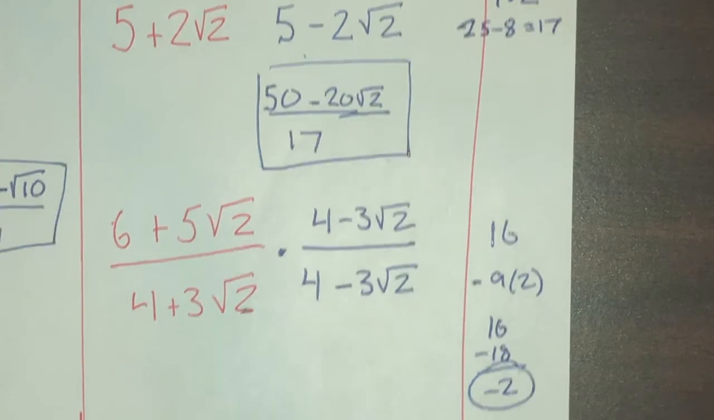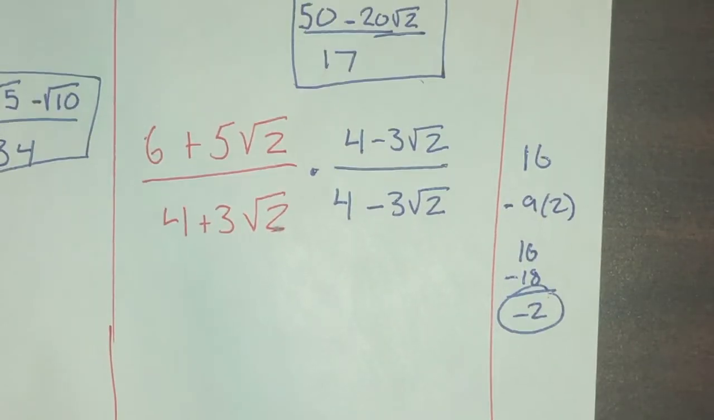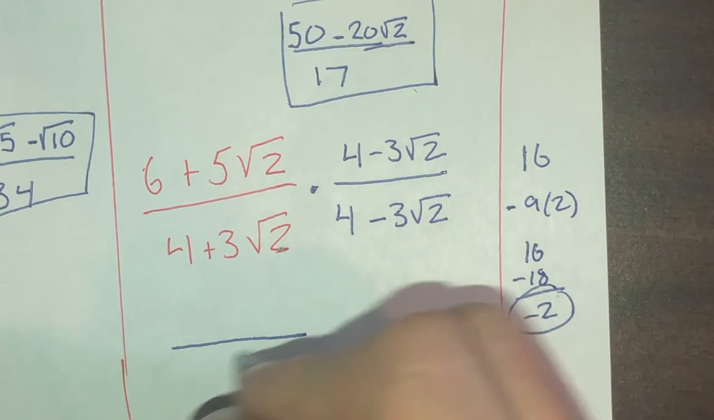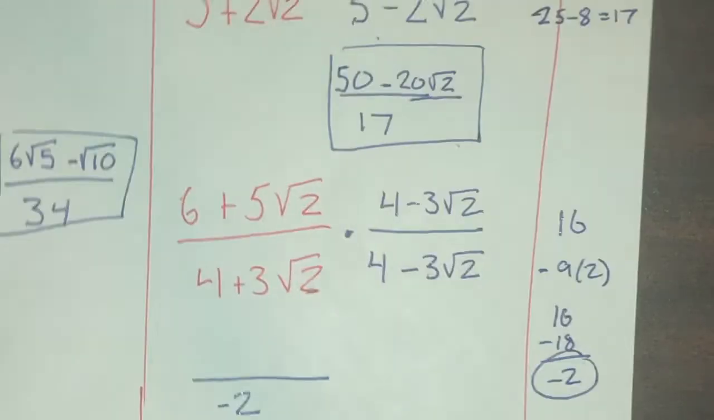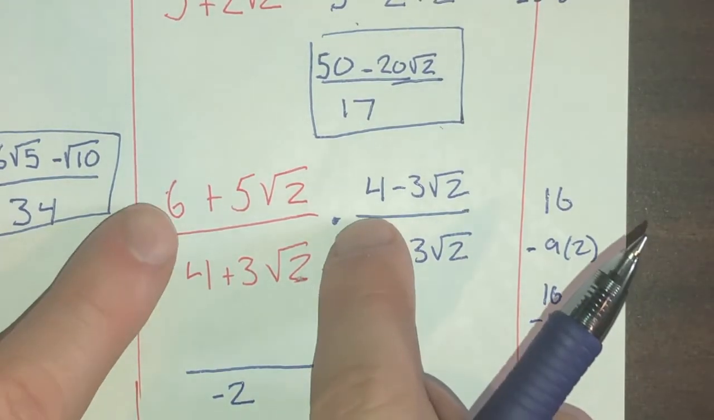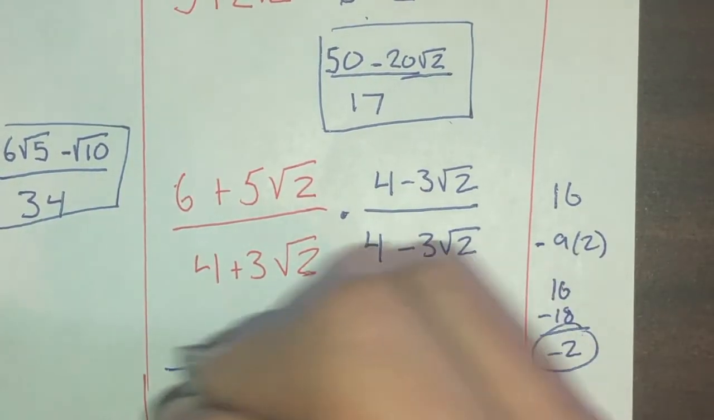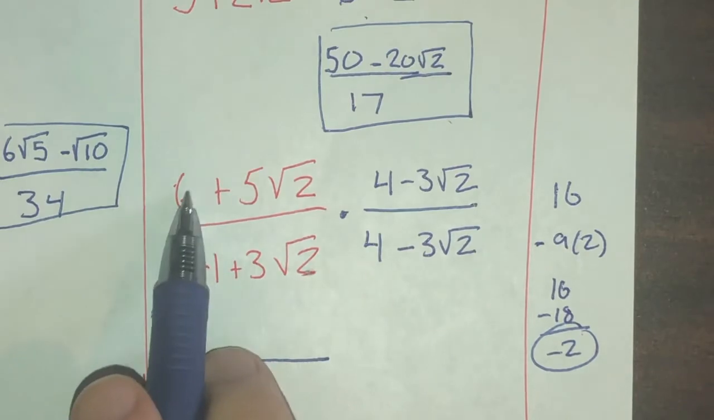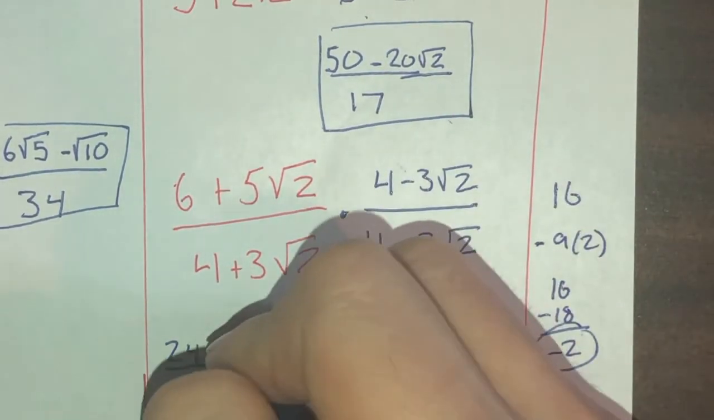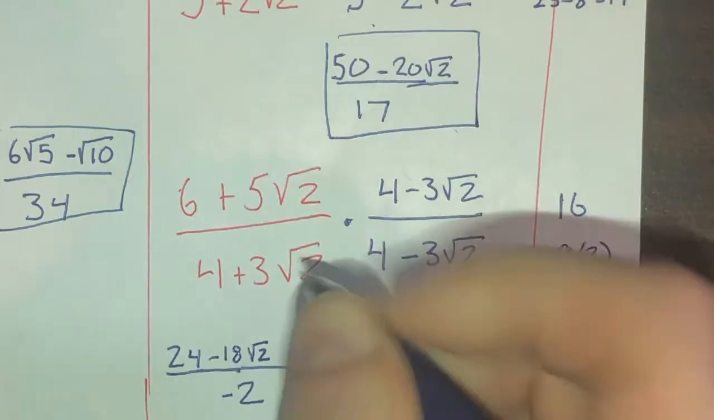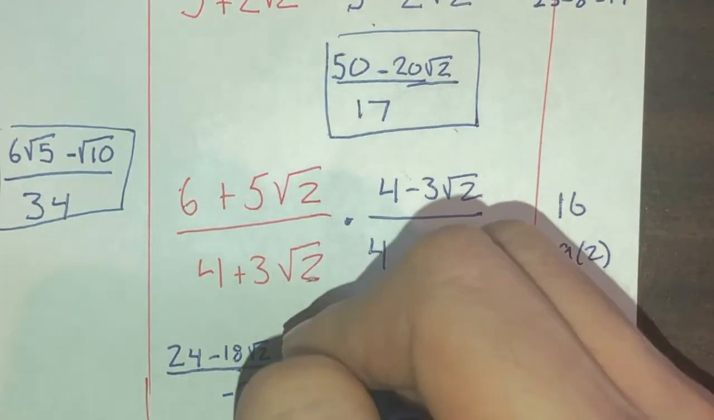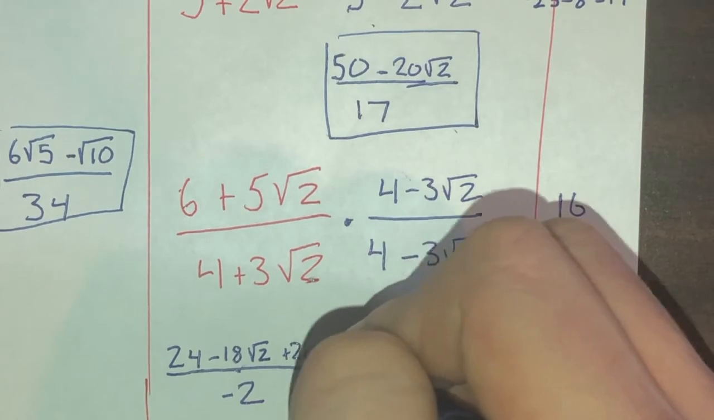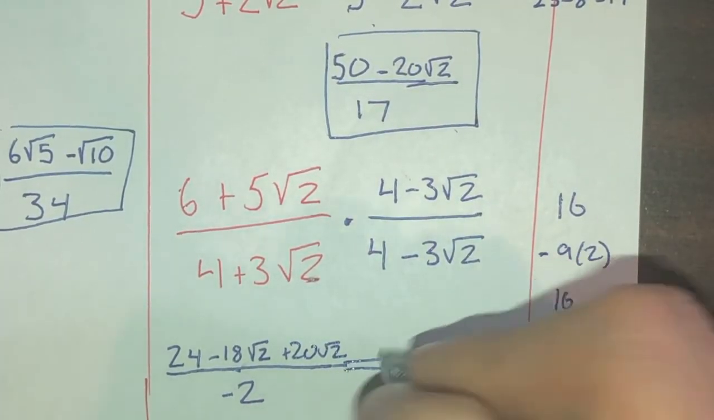That's going to happen sometimes. Sometimes you are going to get a negative as your final answer on the bottom, and that's perfectly okay, so long as you're able to correctly make sense of that in the final fraction, okay? Now here, let's do some multiplying out. So I get 24 minus 18 root 2, okay? Plus 20 root 2. Here's the complicated part.